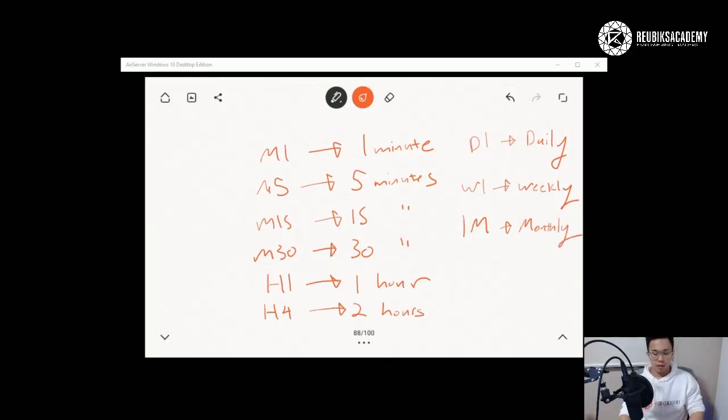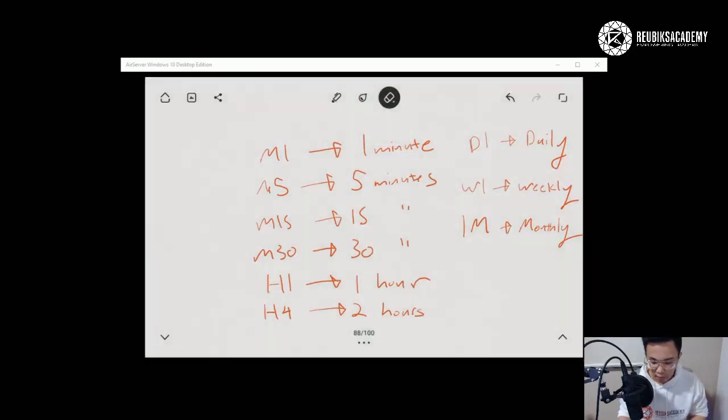So depending on the time frame of the chart, the candlestick will survive for that given period of time. And once that given period of time is reached, that candlestick will close and the next candlestick will open. And that's how all the candlesticks come together to tell a story of how and where the price has been.